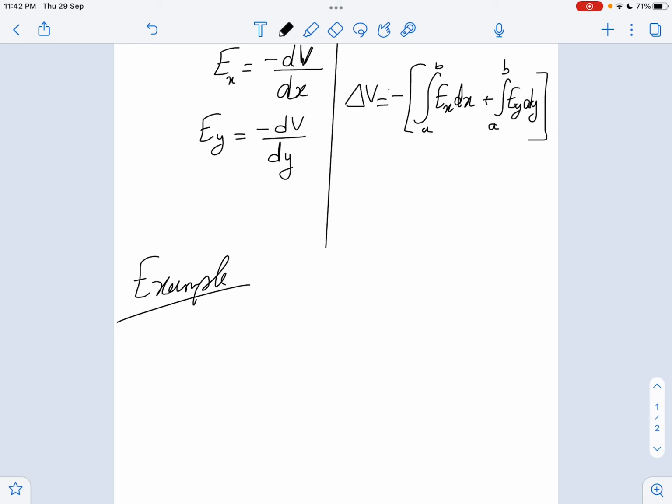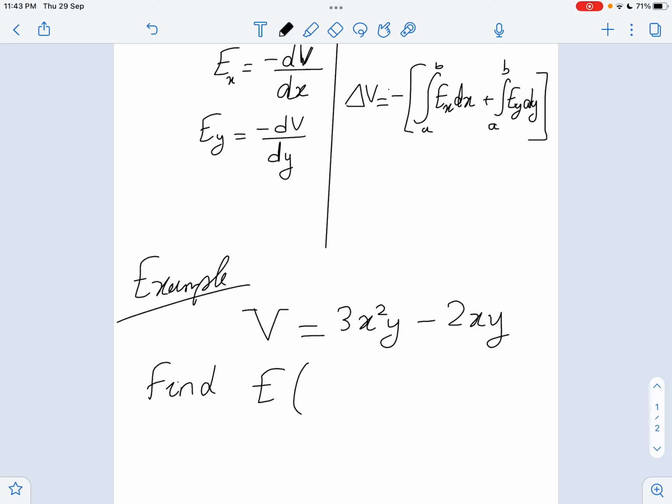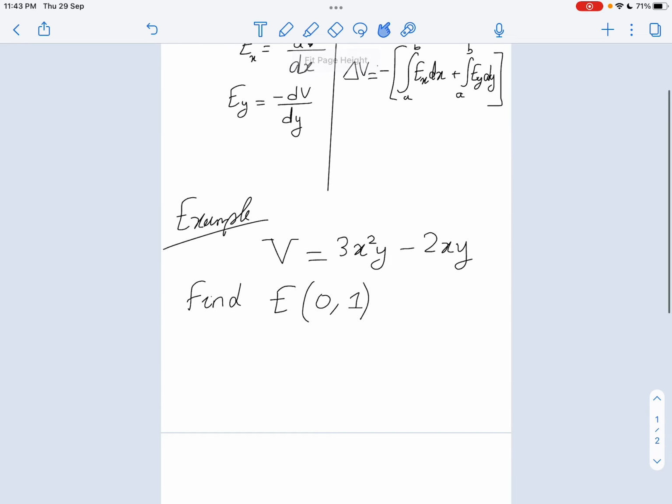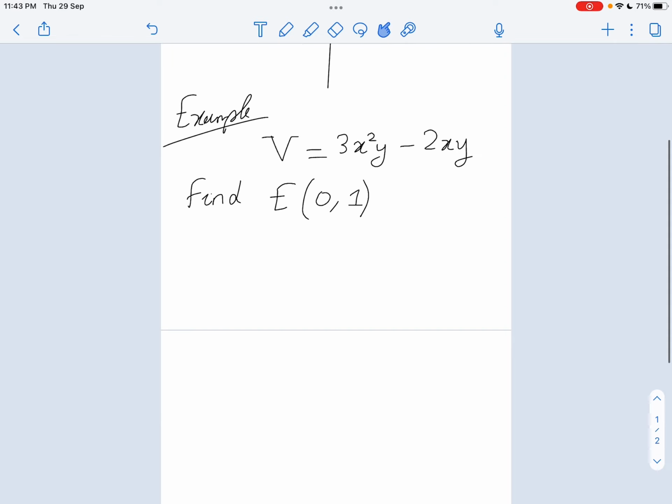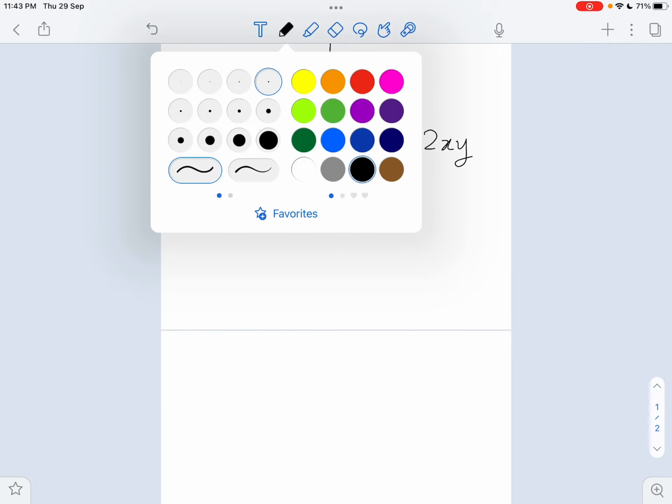Let's say I have a potential in SI units that's equal to 3x squared y minus 2xy. We need to find the electric field E at point, for example, (0, 1). Since the voltage is a function of both x and y, this means I have EX and I will have EY. So EX, that's the solution now.